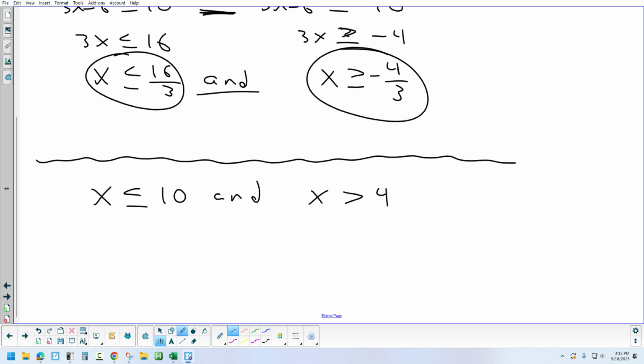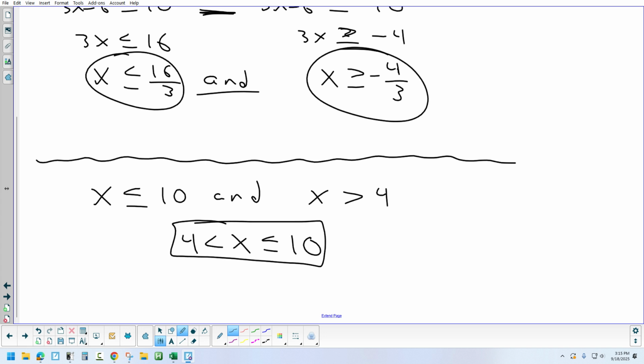I'd like to write this first together as one, with one variable in the middle. How would I write this with the x in the middle? Yeah, 4 is less than x, and x is less than or equal to 10. Perfect. So that's not really a different format. That's just a shorthand inequality, and the one above it is the long way to write the inequality.